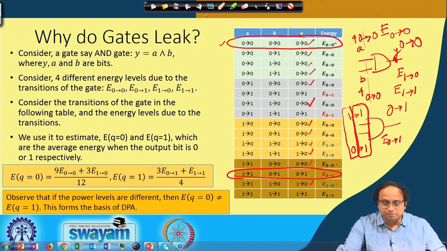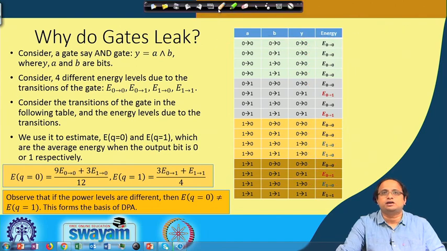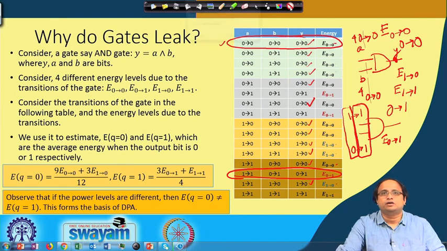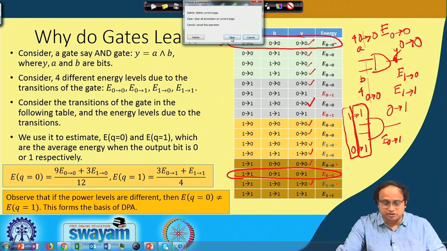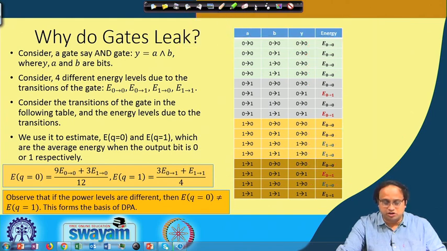That implies that you do not have the same level of average power, and the power correlates with whether the output is 0 or 1. This is a simple experiment, but it shows that there is a correlation. This correlation is one of the reasons why gates leak in the context of power attacks.